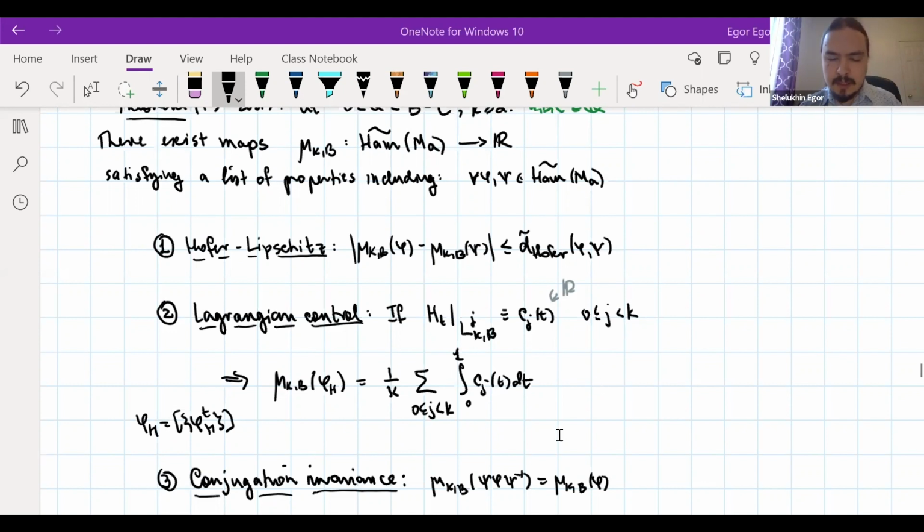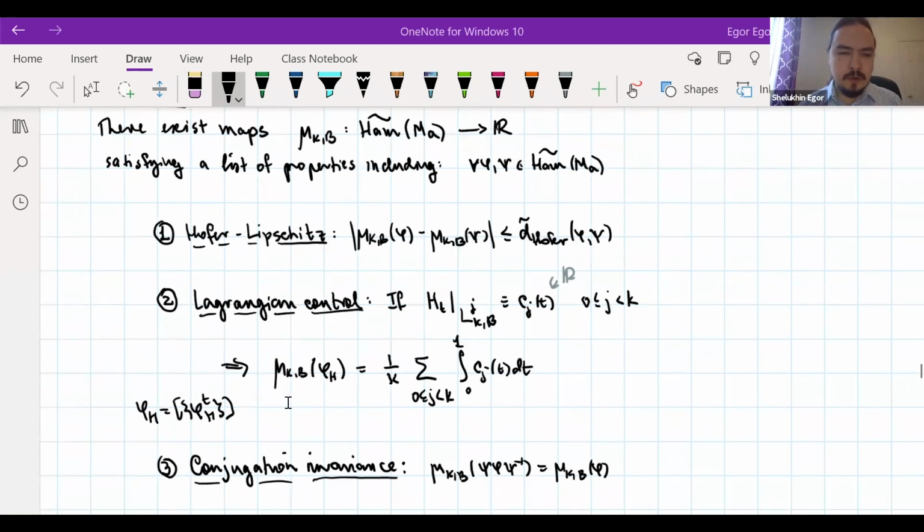This is a version of the statement that a function being constant on a Lagrangian implies the spectral invariant is constant. In this situation, it means that if HT restricted to the jth component of LKB is a constant, or maybe constant depending on time, but only on time, then mu KB of the element that HT generates in the universal cover, let's say that H is mean normalized here, is the average of these constants. If they depend on time, we also take the average over time.